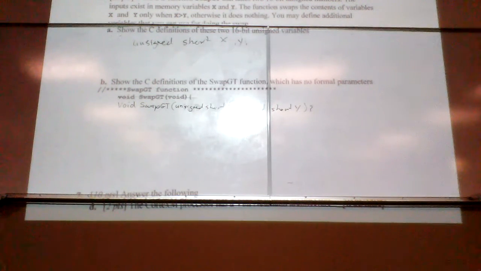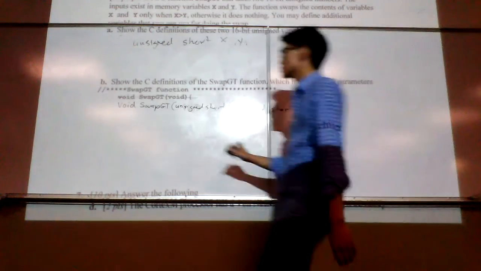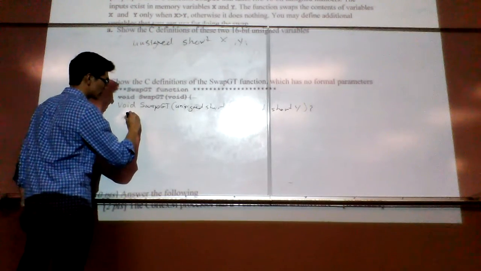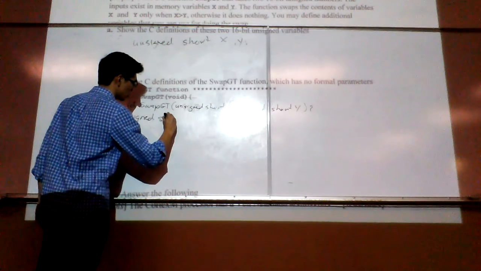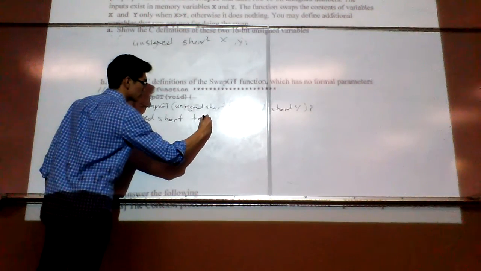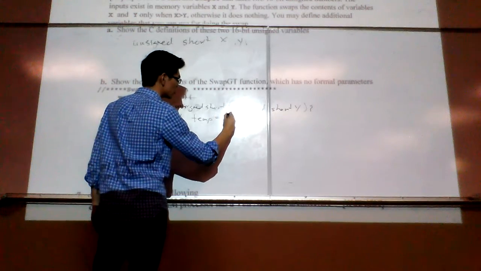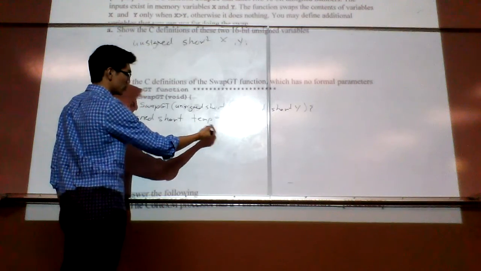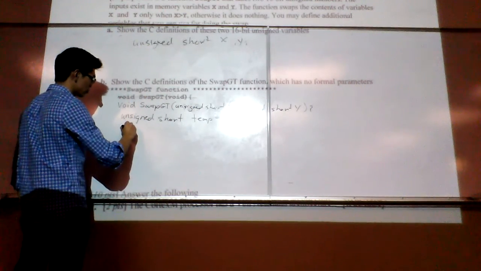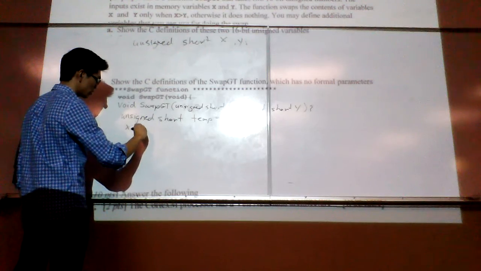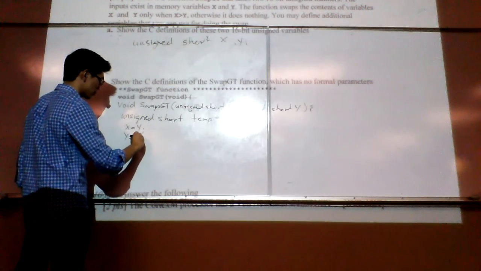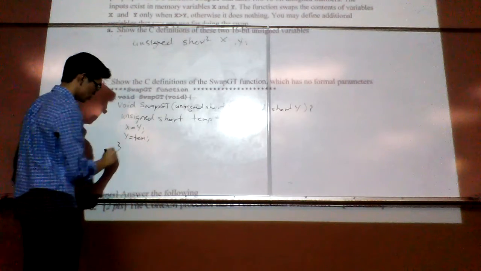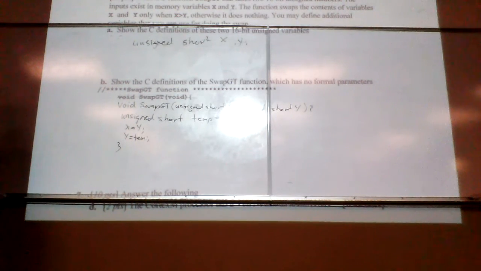So now if I want to swap two variables, what do I do? And he says I can use a temporary variable, right? So the easiest way to do this is to declare another variable, unsigned short, call it temp, and set it equal to x. Then I'm going to do x is equal to y, and then y is equal to temp. Done, right?